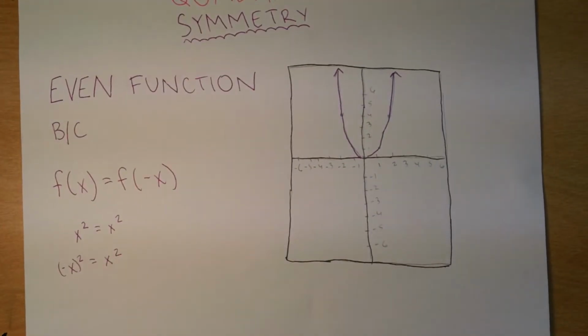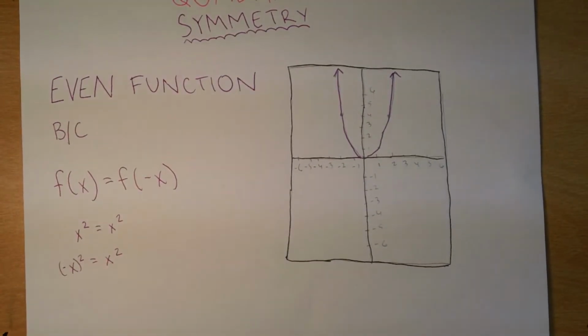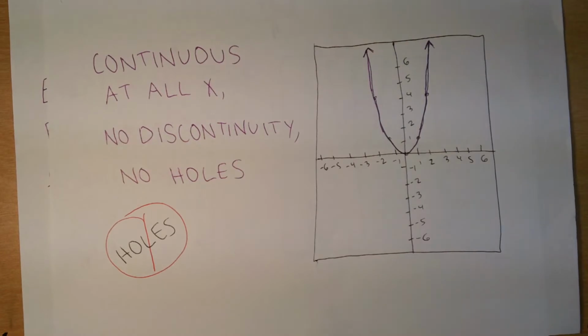Quadratic functions are even because y equals x squared is equal to the opposite of y equals x squared. They are equal, which makes them even. For discontinuity, quadratic functions are continuous, which means there are no holes in the graph.